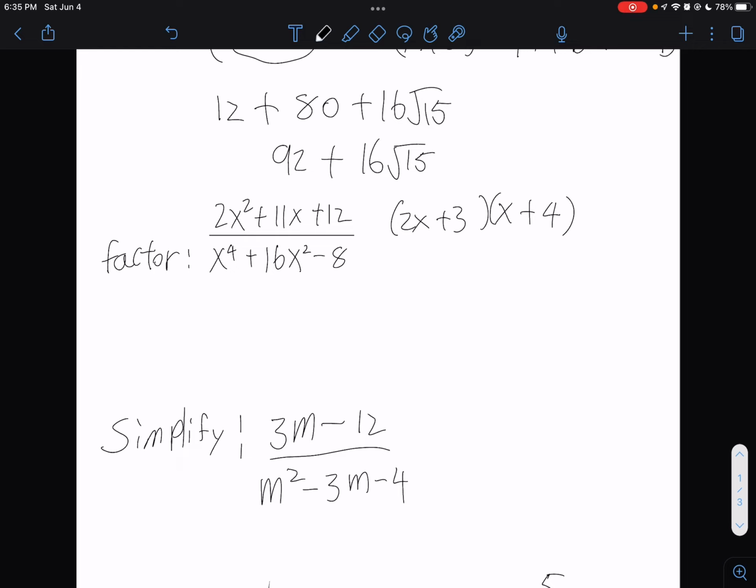Let's see. So 2x times 4 equals 8, and 8 plus 3 equals 11, so that is correct. And then let's do the second polynomial.